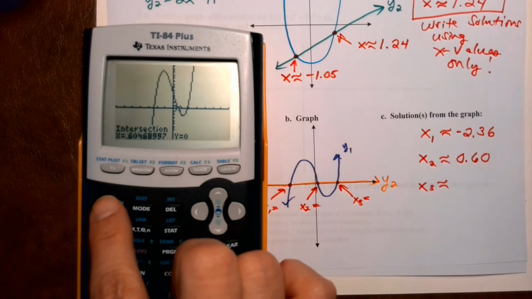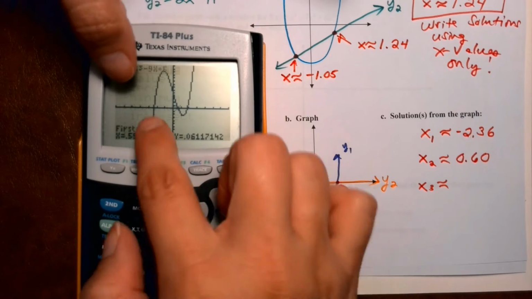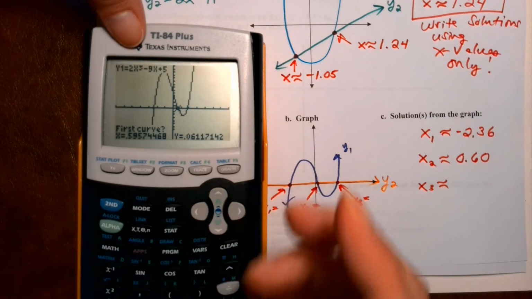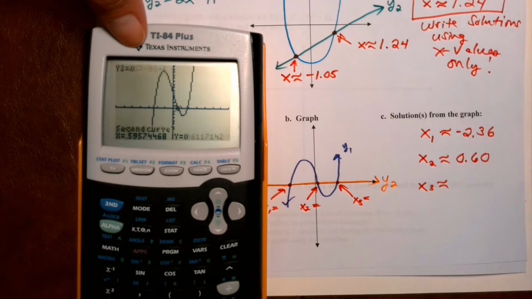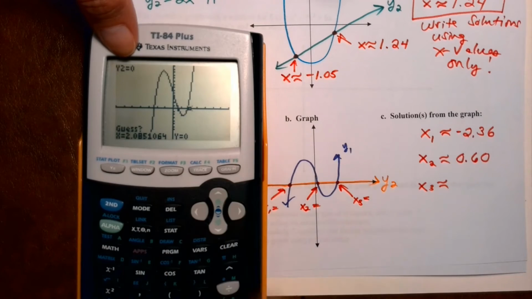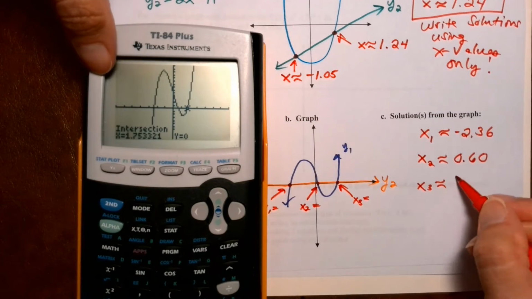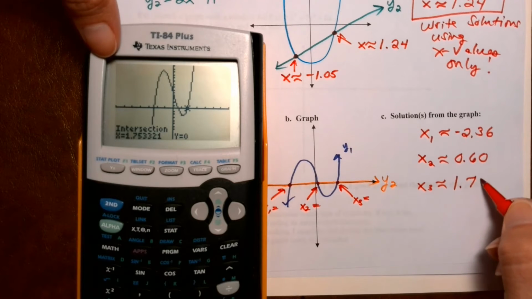All right, let's see what you got. Remember, you have to hit second, calculate, and say, once again, intersection command. The first 2 clicks can be fast. First curve, second curve, and then guess. Let's get closer by it. I hope you got 1.75.